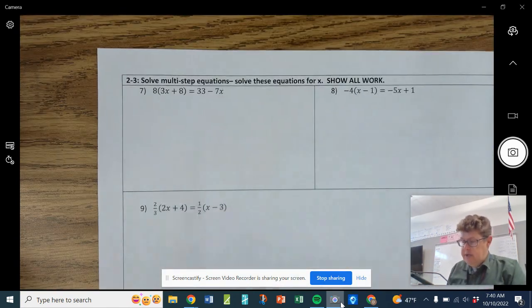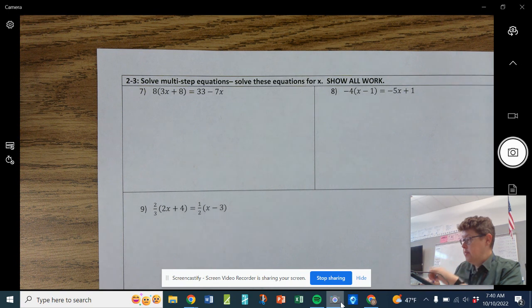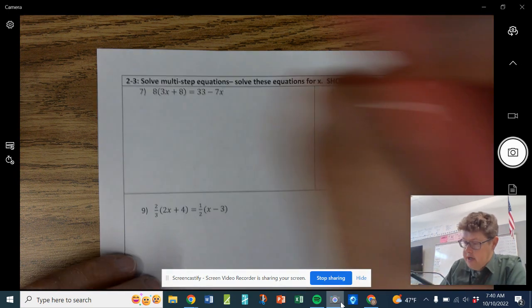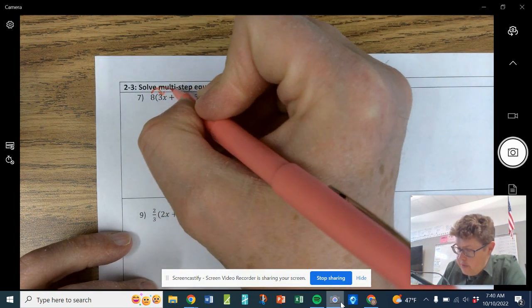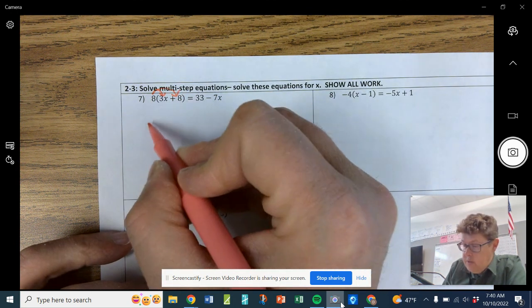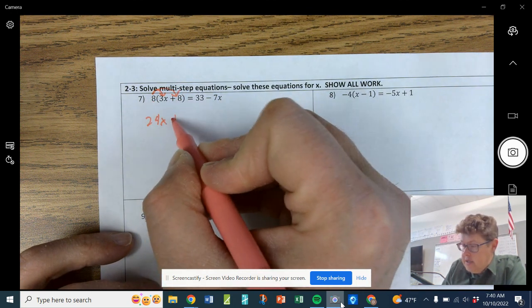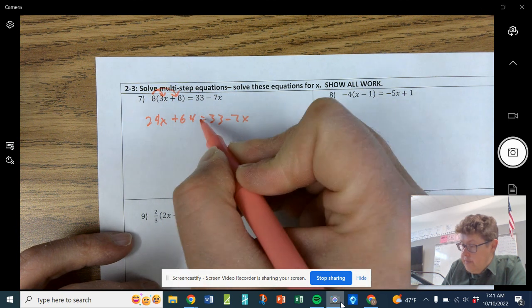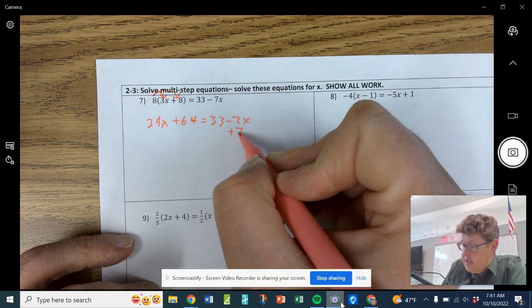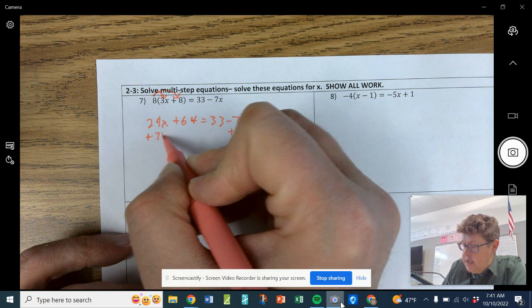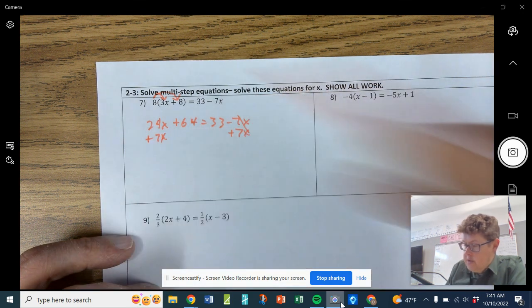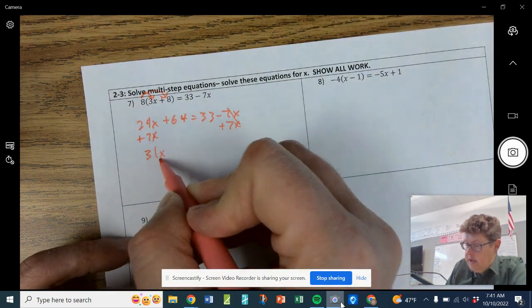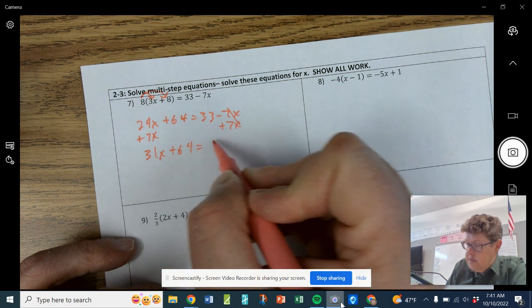So I've got some distribution happening here. What we're going to do is take that 8 and distribute it to get rid of the parentheses, right? So 8 times 3 is 24. 8 times 8 is 64. Now I've got this 7x. It's minus, so I'm going to add it on both sides. 24 plus 7 is 31x plus 64 equals 33.